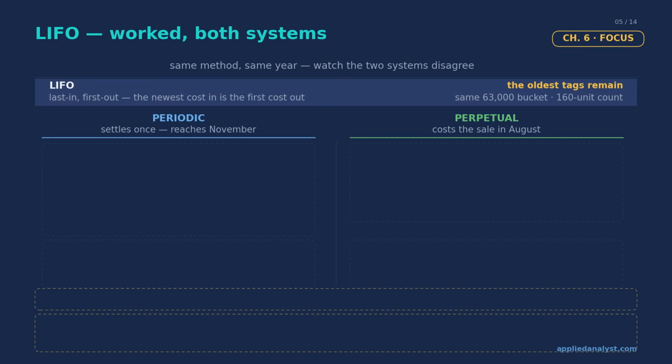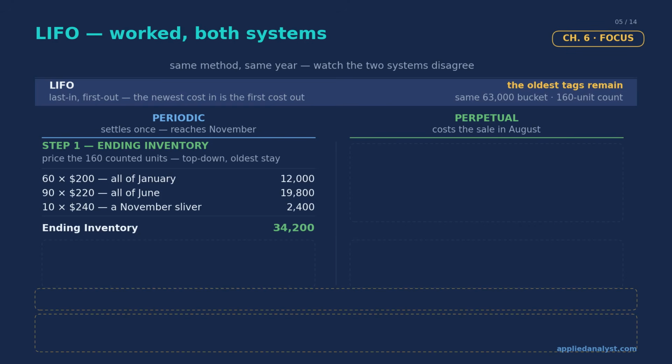Periodic first, same 2 steps. Step 1, price the 160 counted units from the top of the schedule down. 60 January units at 200, 12,000. All 90 June units at 220, 19,800. And just 10 November units at 240, 2,400. Ending inventory, 34,200. Step 2, the engine again, 63,000 minus that shelf is 28,800 of cost of goods sold.